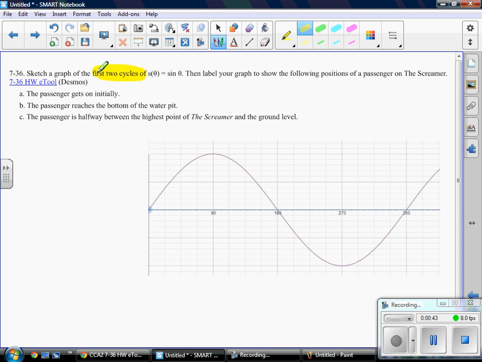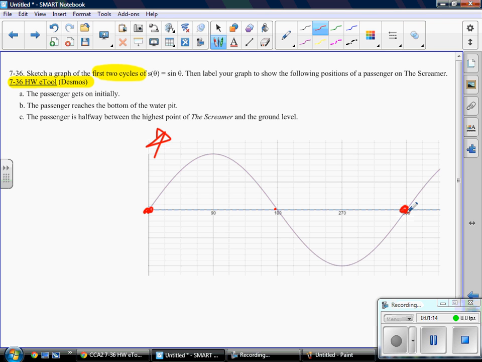So what I have here, this homework e-tool, if you go onto the website, the ebook website, the CPM website, and click on that, that is actually what I have right over here in this graph. Okay, so if I'm looking at my cycle, this is where they get on, they go up, and then they meet here, and they go underneath the ground. So right here at 360, that is 1 cycle.